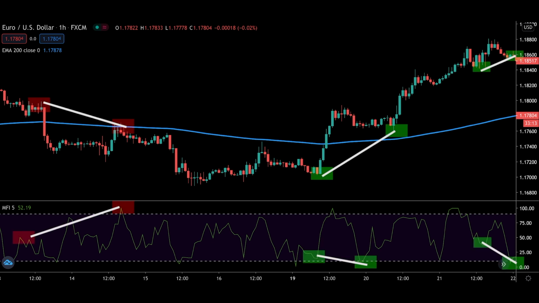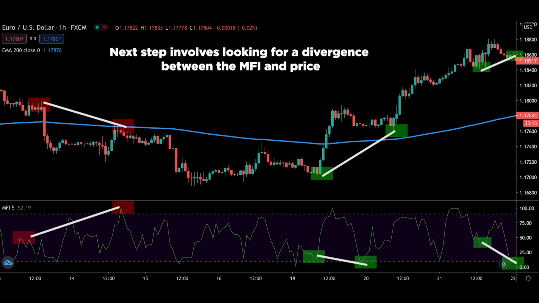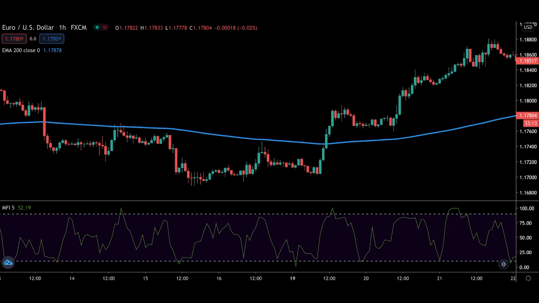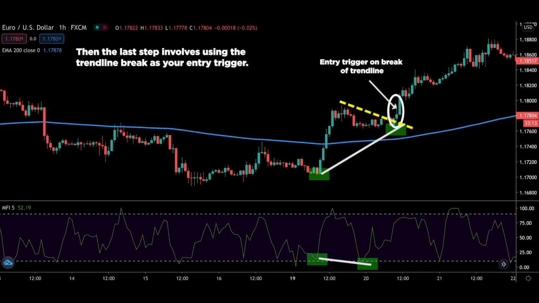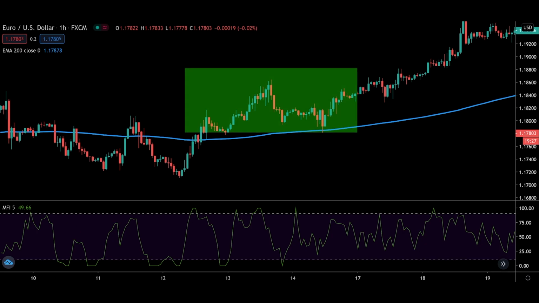We want to combine both uses of the MFI into a single powerful trading setup. So the next step involves looking for a divergence between the MFI and price. Then the last step involves using the trendline break as your entry trigger. Let me walk you through two more examples of the setup, one bullish and one bearish.